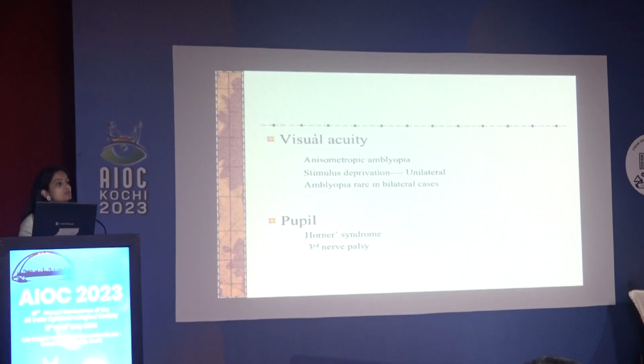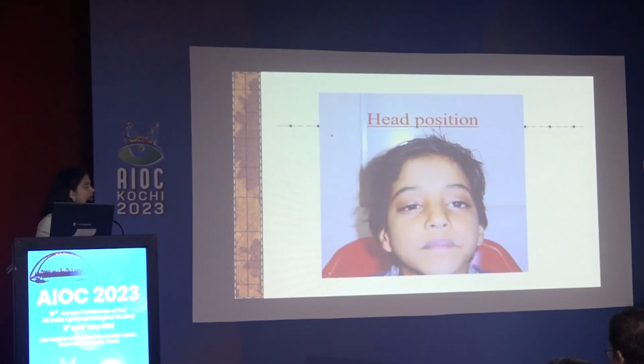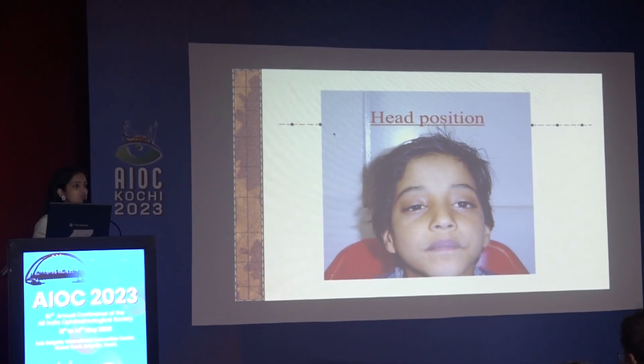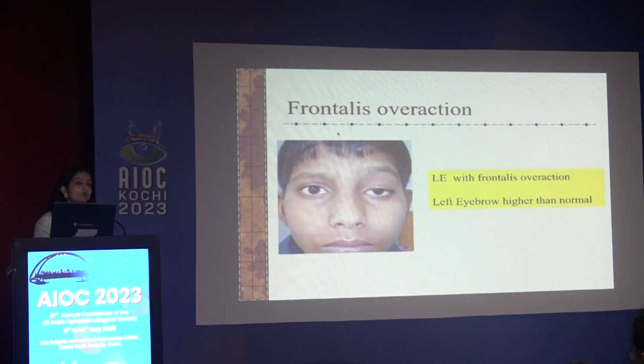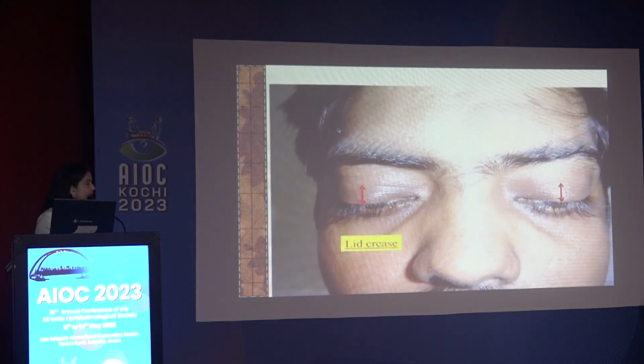Pupillary examination is important because sometimes in neurogenic ptosis, like in Horner syndrome, you may get miosis, and in third nerve palsy, you may get mydriasis. You have to look for the head position of the patient. In bilateral severe ptosis, the patient may have a chin-up position. Also look for frontalis overaction, because in severe unilateral ptosis, the patient may have a raised eyebrow because of an overacting frontalis muscle.